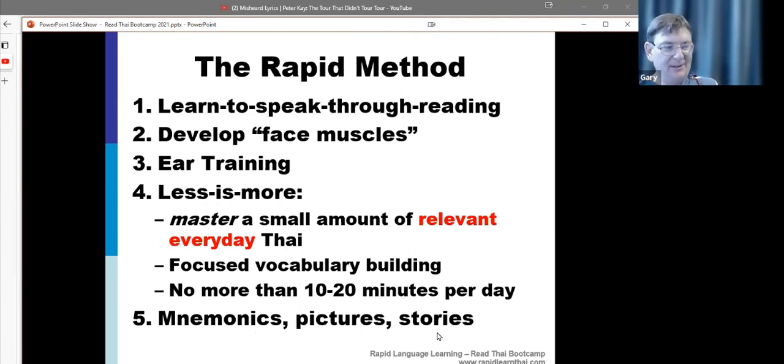That's basically the point. The more mnemonics and pictures and stories and elaboration that we can pile onto a particular thing that we want to memorize, the easier and more long-lasting it is to remember that.